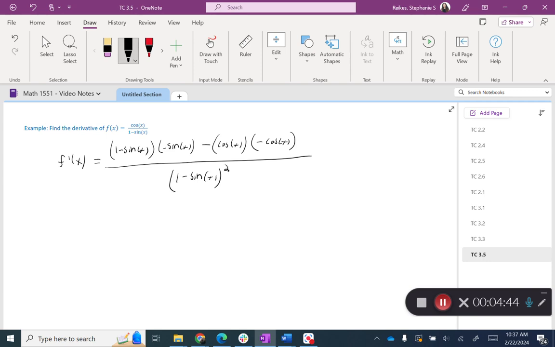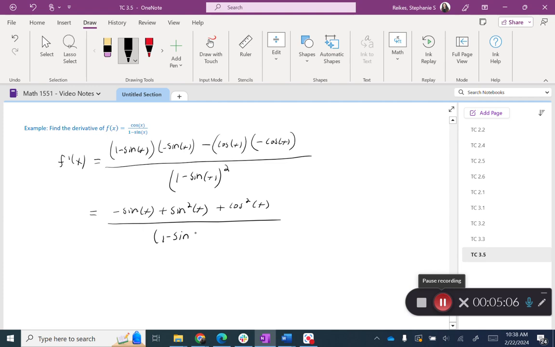All right, simplifying this, what do we get? I'm going to get minus sine x plus sine squared x plus cosine squared, and the bottom comes down. Recalling from maybe a pre-calculus class, our Pythagorean identities, which say sine squared plus cosine squared is 1.